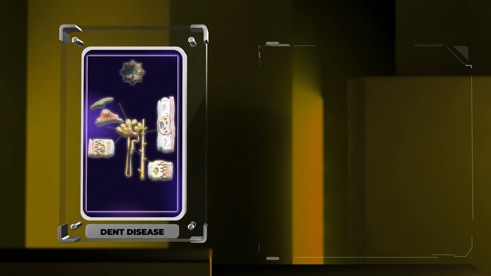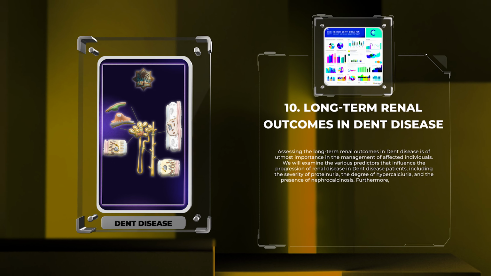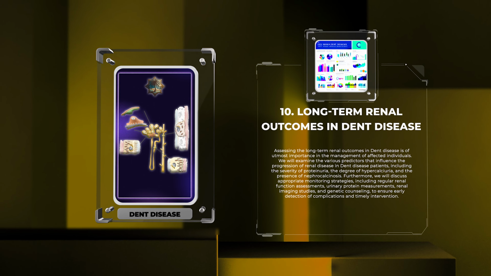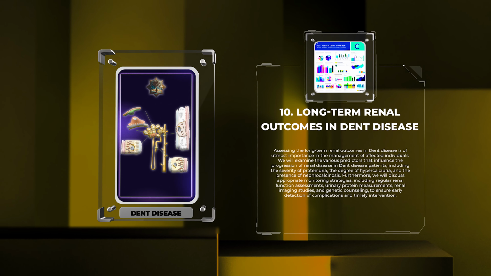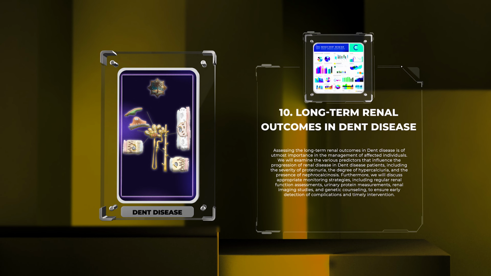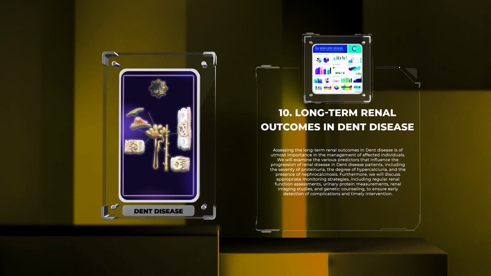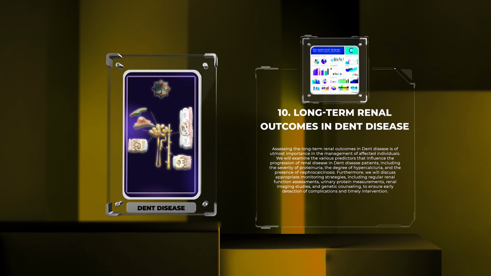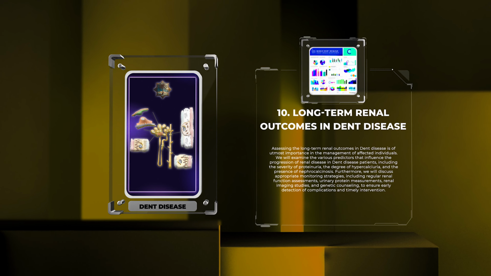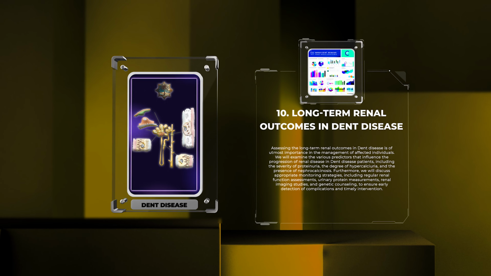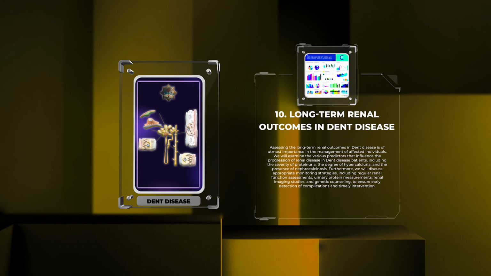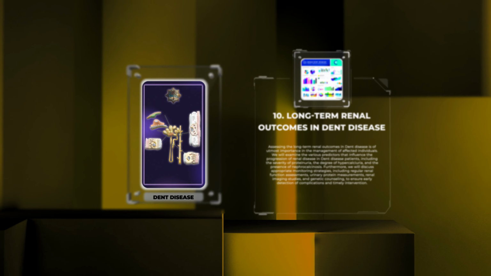Assessing the long-term renal outcomes in Dent disease is of utmost importance in the management of affected individuals. We will examine the various predictors that influence the progression of renal disease in Dent disease patients, including the severity of proteinuria, the degree of hypercalciuria, and the presence of nephrocalcinosis. Furthermore, we will discuss appropriate monitoring strategies, including regular renal function assessments, urinary protein measurements, renal imaging studies, and genetic counseling, to ensure early detection of complications and timely intervention.